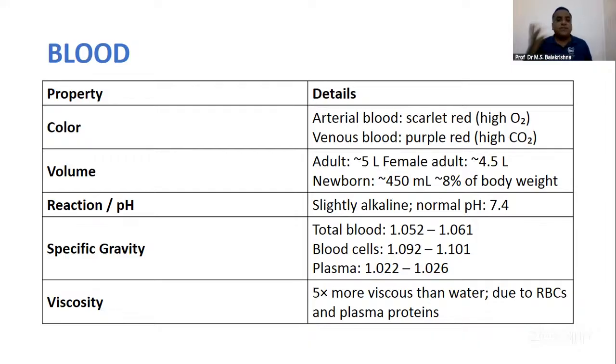Viscosity is 5 times more than water due to RBCs and plasma proteins. Because RBC, WBC, platelets will be there. Plasma proteins are there: albumin, globulin, fibrinogen. So because of which the viscosity is 5 times more. So these are the high yielding facts.